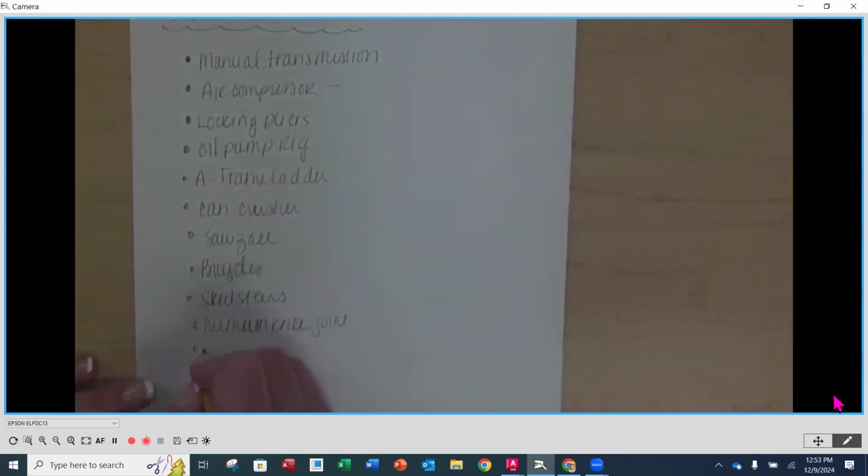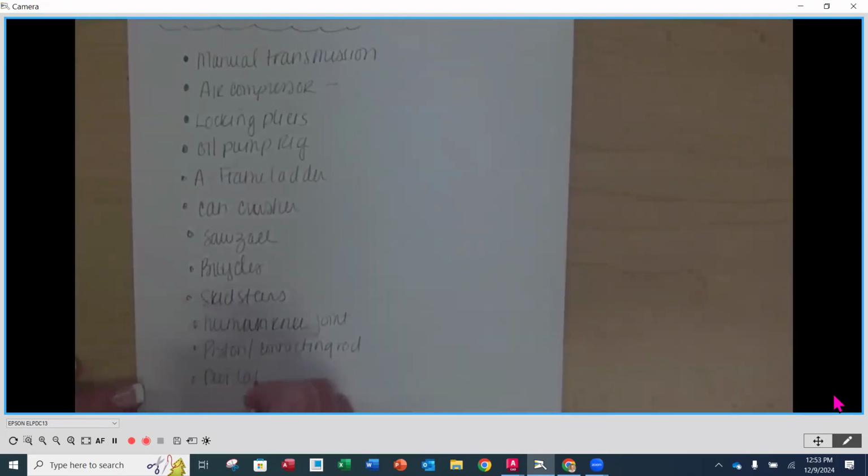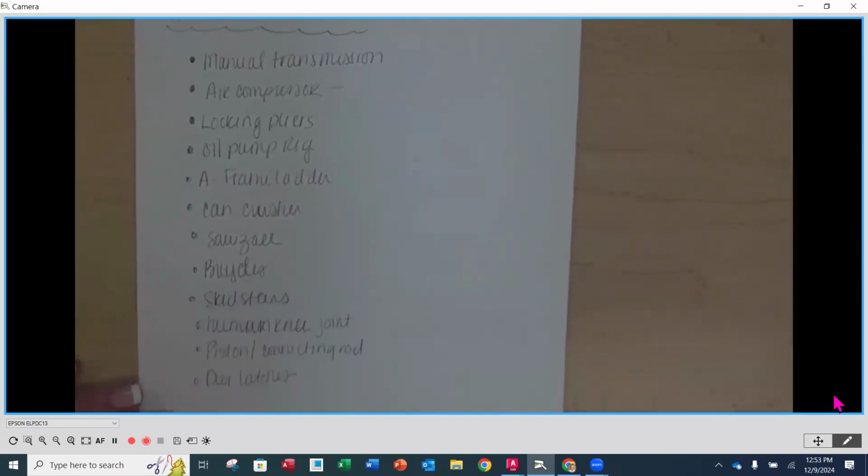There's our standard classic example, right? Yes. Now, what was that? Door latches. Door latches, sure. They're all over, right?